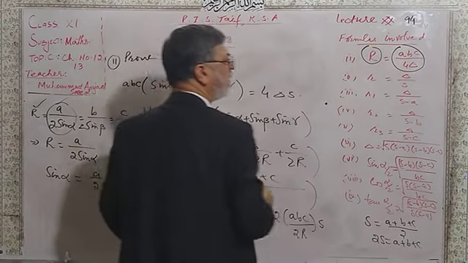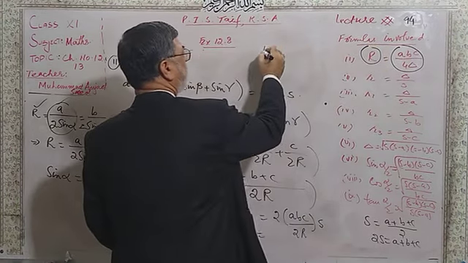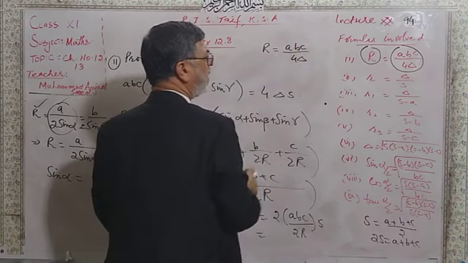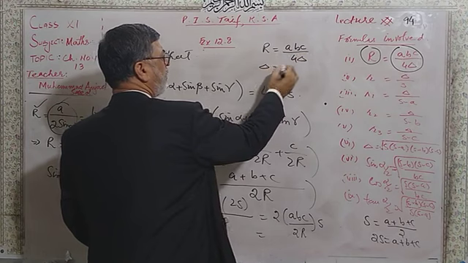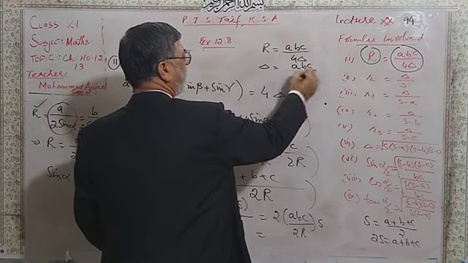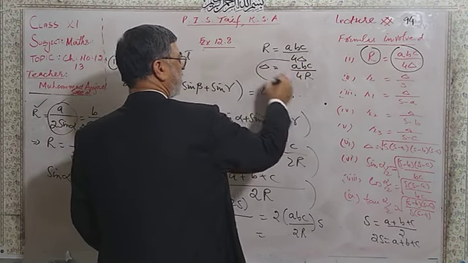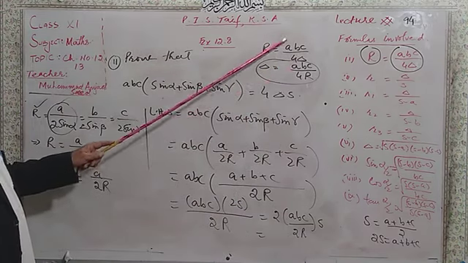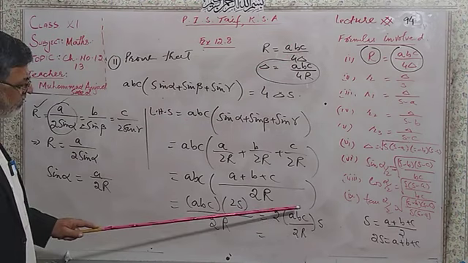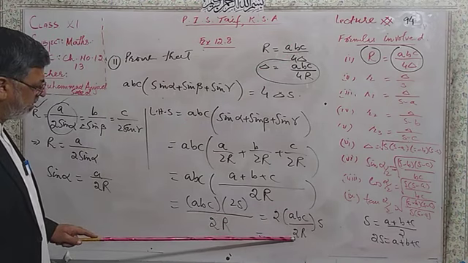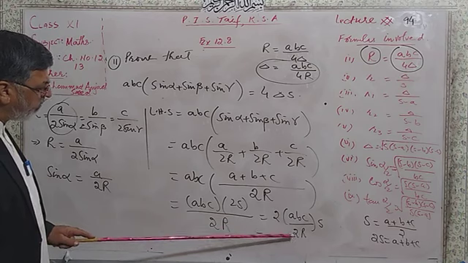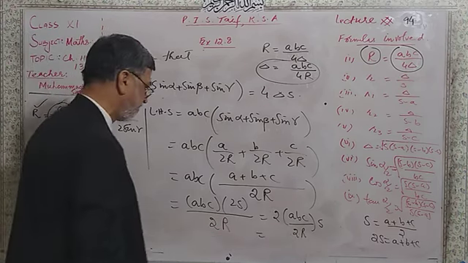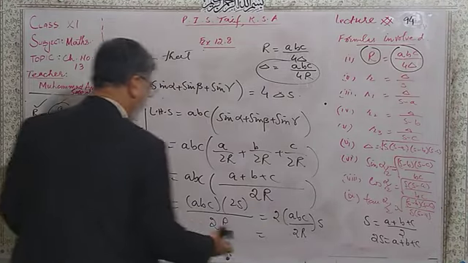Dear students, from R is equal to ABC over 4 delta, if you take this delta to the left hand side, it will be ABC over 4R. This is the alternate formula for delta. So we can have ABC over 2R here, multiplying above and below by 2 to make 4R in the denominator. So you can check.